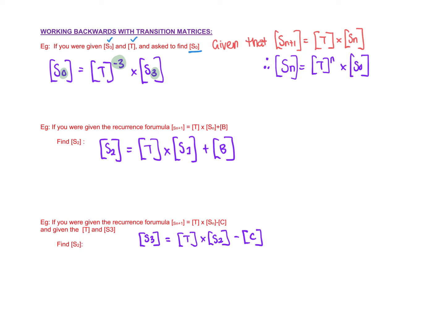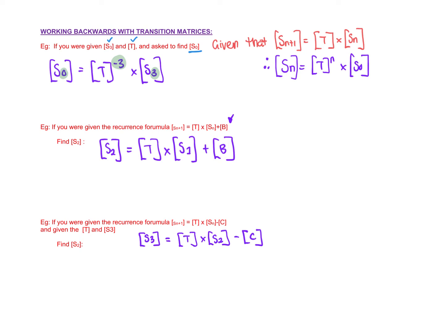So if you want to go backwards, so if you're given S3 and you want to go back to S0, you can just do the transition to the power of -3. So when you want to go backwards, you always do negative powers. Now we have to be careful if we go backwards when we have this extra bit here. So we've got this extra value here.